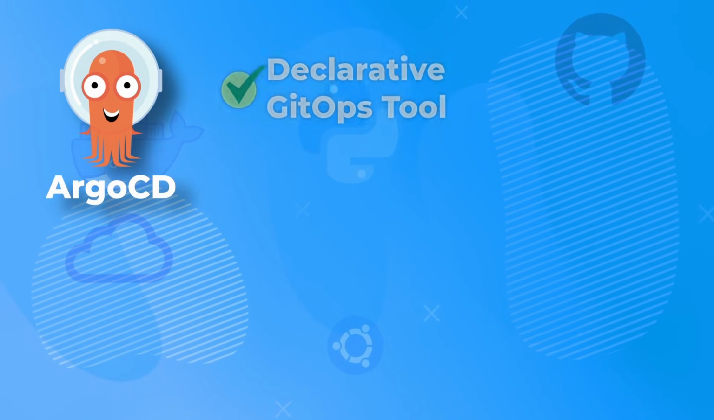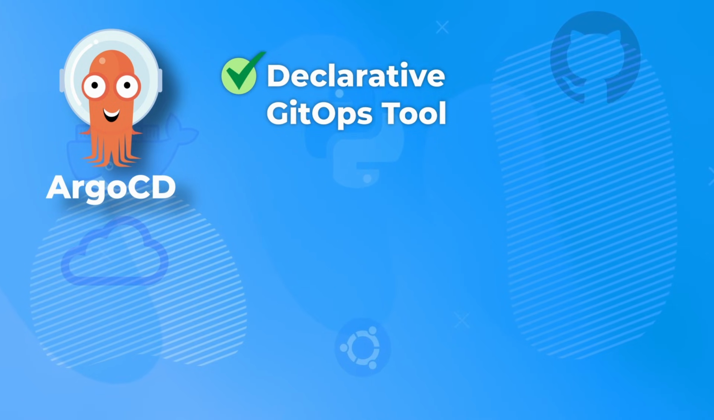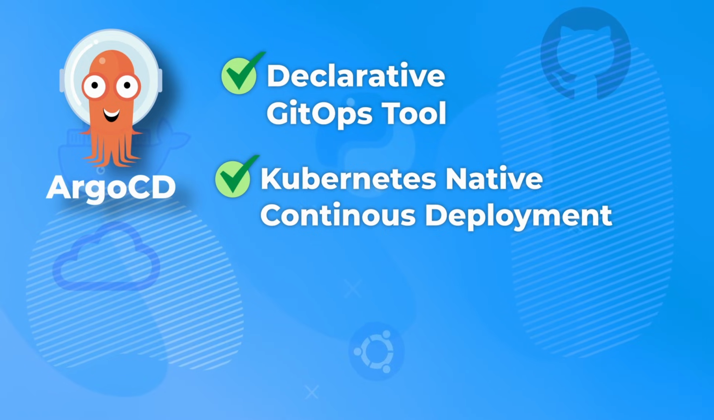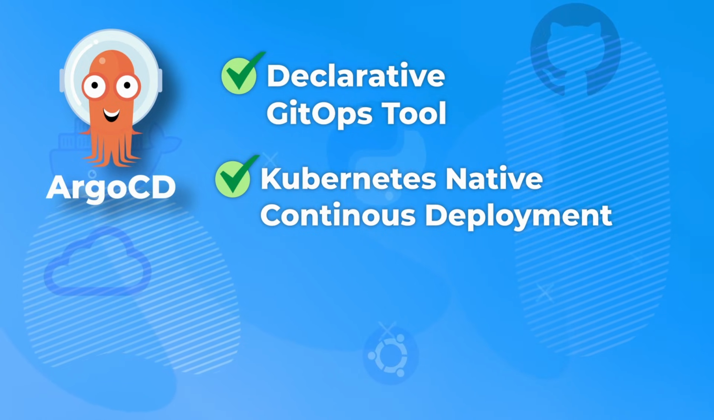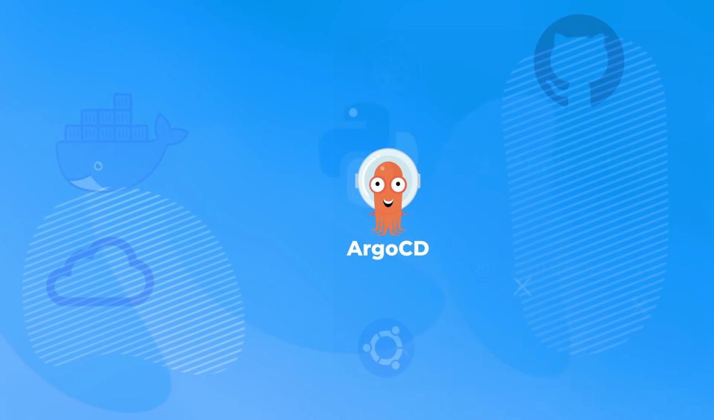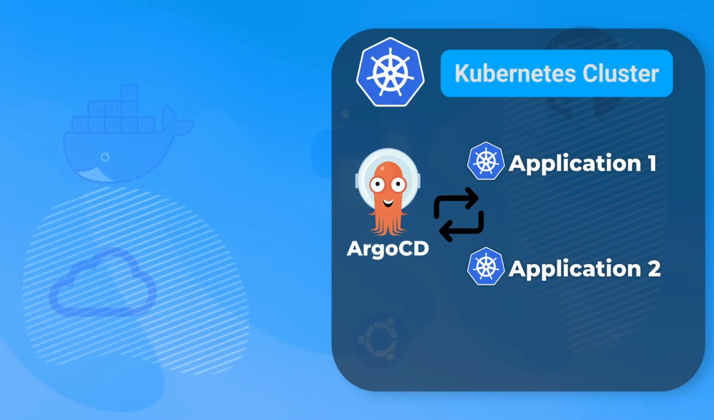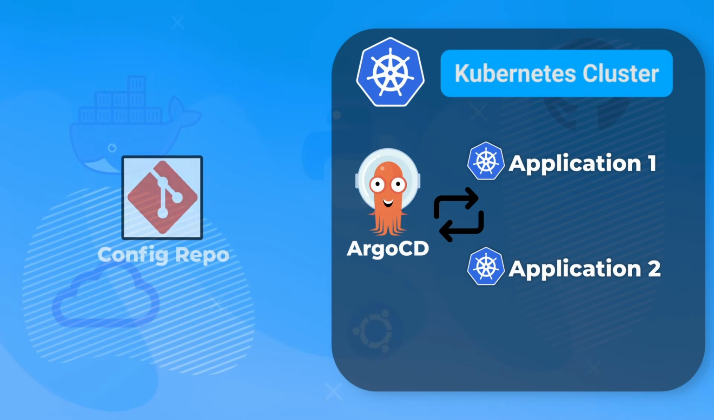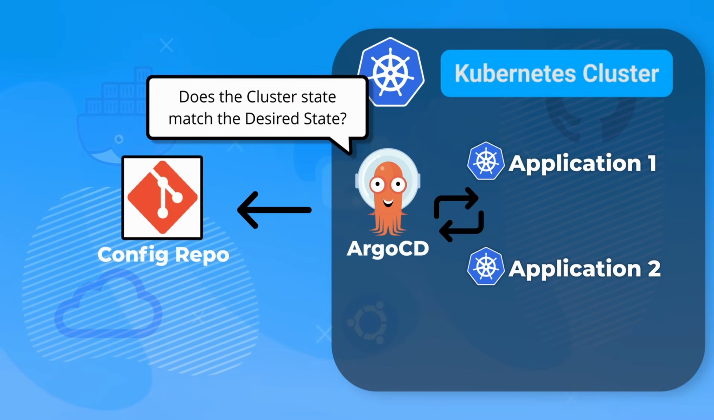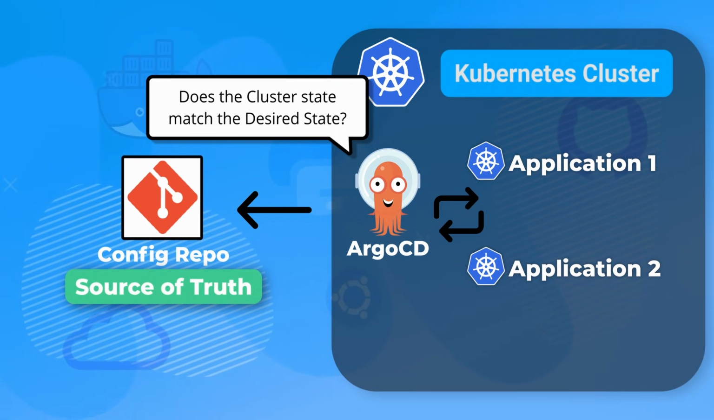Well, ArgoCD is a declarative, GitOps-based continuous delivery tool for Kubernetes. It helps us deploy and manage applications on Kubernetes clusters in an automated, reliable, and repeatable way. It does this by continuously monitoring the current live state of applications in a cluster and compares it against the desired state defined in a Git repository. This is commonly referred to as making Git your source of truth for your configurations.